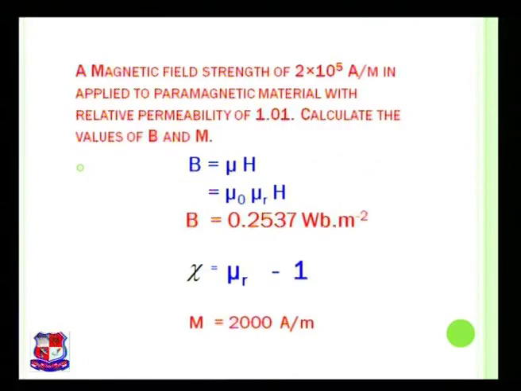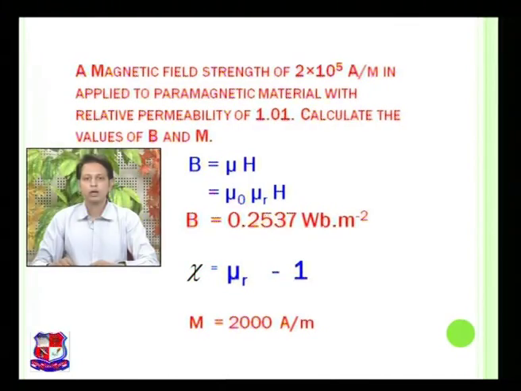Let us move towards the next question. The next question is a sum which is regularly asked from magnetic materials. Let us read the question first. A magnetic field strength of 2 into 10 raised to 5 ampere per meter is applied to a paramagnetic material with relative permeability of 1.01. Calculate the values of B and M.